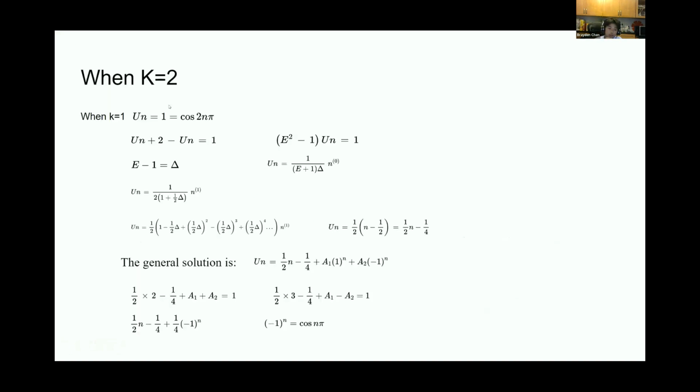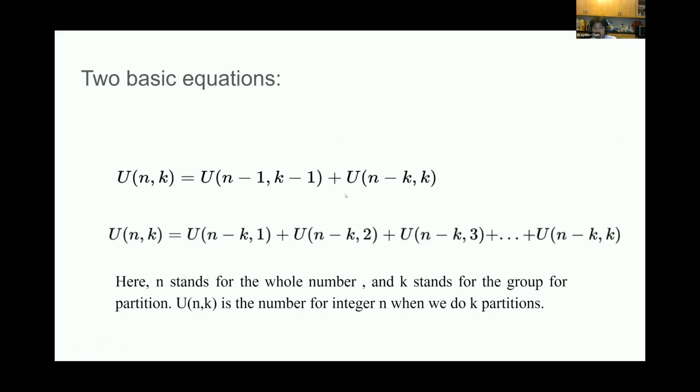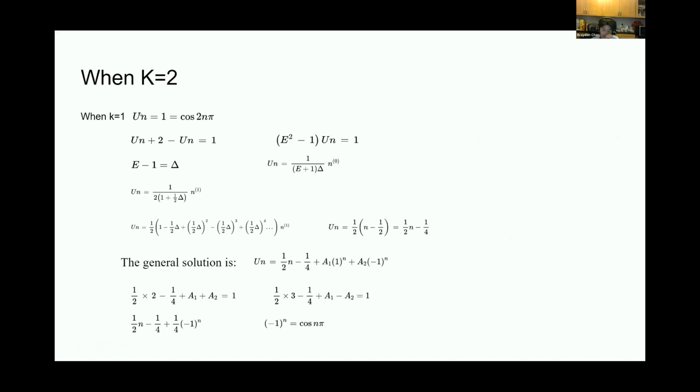When k equals 1, as we saw in the chart, everything is 1. So we can use that, and using our method of root of unity, we can find that the formula for k equals 1 is just cosine 2n pi, which is otherwise equivalent to 1 always.